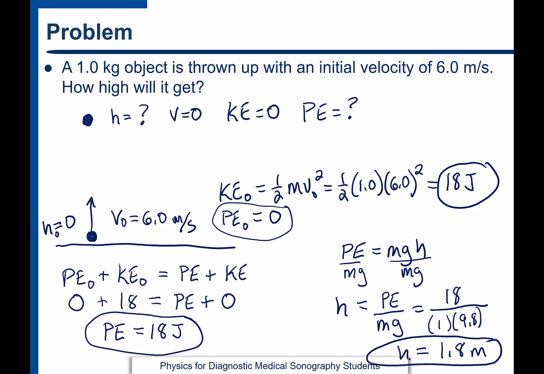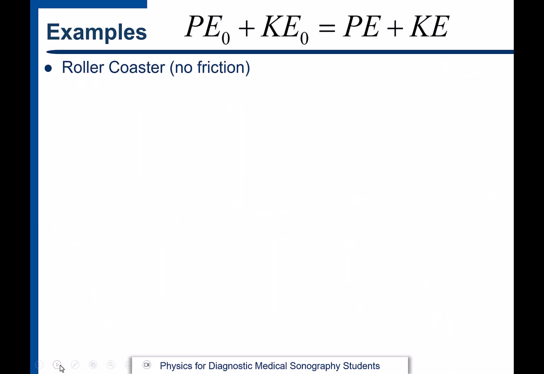So that's our answer. Let's look at another example of conservation of energy. This doesn't just work if we're throwing an object up or dropping an object and letting it come down. Let's say that we have a roller coaster. And so I'm just going to draw some type of a roller coaster.